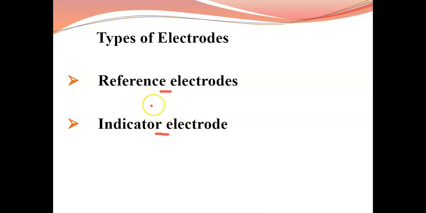So the purpose behind using a reference electrode in a cell is that when you form a cell, we get the potential of the complete cell. We don't get the individual potential of the electrodes. So when we have to find the potential of an electrode, that is the indicator electrode, we often couple it with the reference electrode, because since we know the potential of the reference electrode, we can easily subtract it from the cell potential which we get to find the potential of the indicator electrode. You will understand this further in the video with the help of an example.